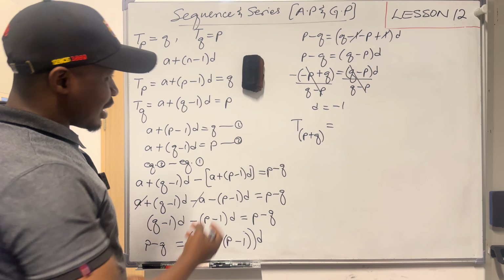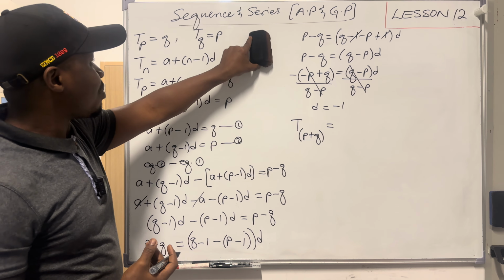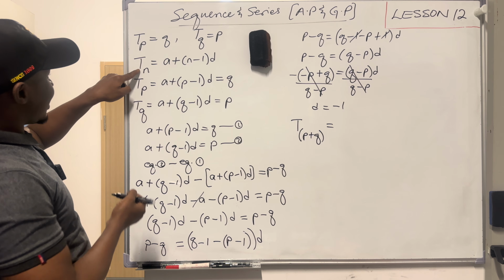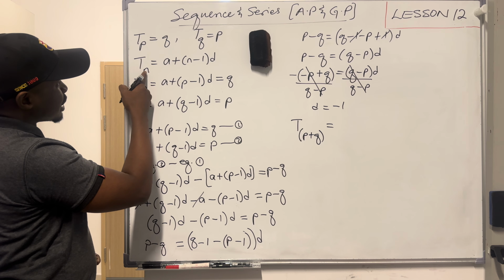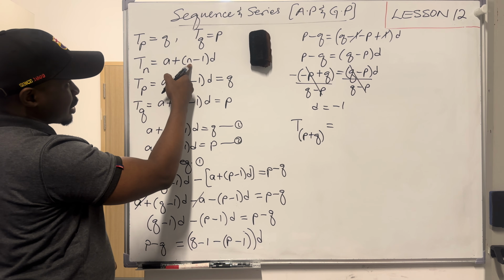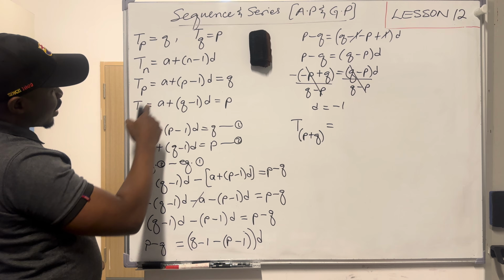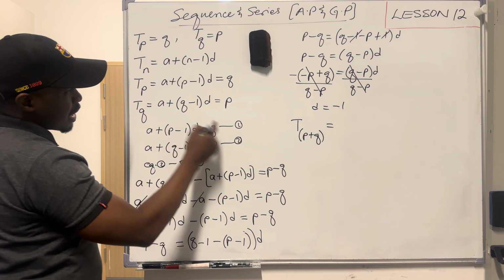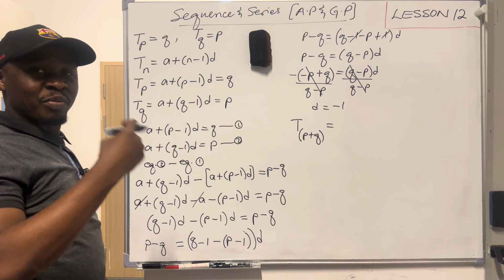We want to show that the P plus Q term is 0, but according to the general term for AP, the n term is this one. Whatsoever is used to replace this n, you can also use to replace this. When it was P, this n changes to P. Q, this n changes to Q. Now it is P plus Q, so this n again will change to P plus Q.